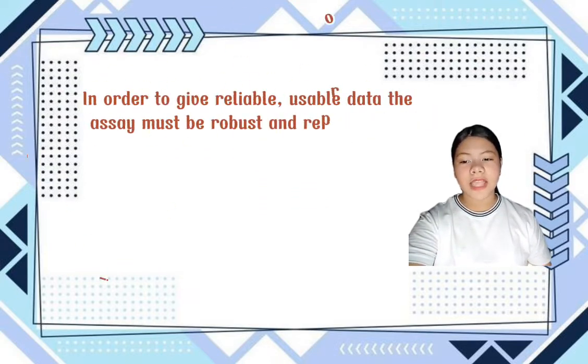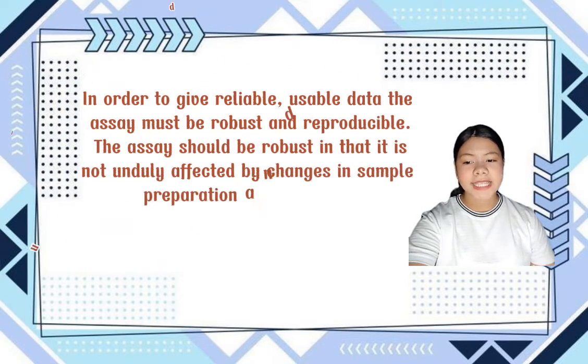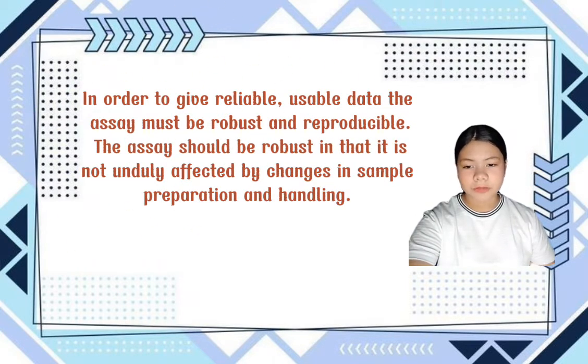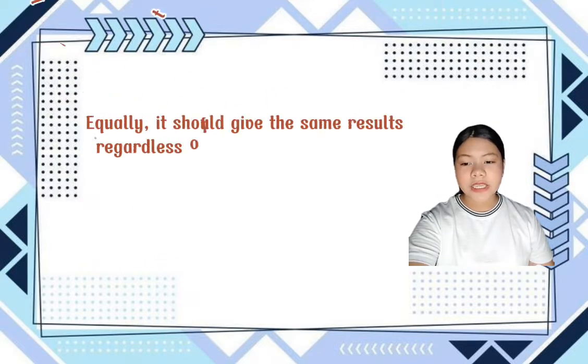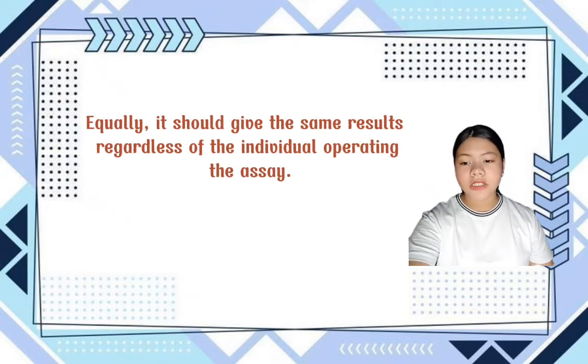In order to give reliable, usable data, the assay must be robust and reproducible. The assay should be robust in that it is not unduly affected by changes in sample preparation and handling. Equally, it should give the same results regardless of the individual operating the assay.